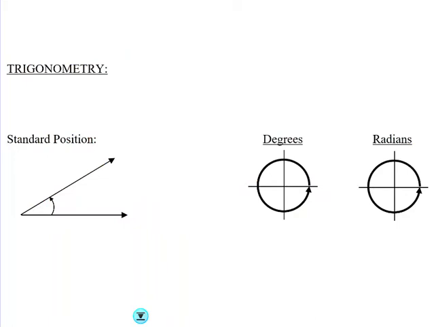So first, trigonometry, as originally started by the Greeks, was the study of triangles. In the 17th century, trigonometry was expanded to include functions that represented light and sound waves, orbits of planets, etc.